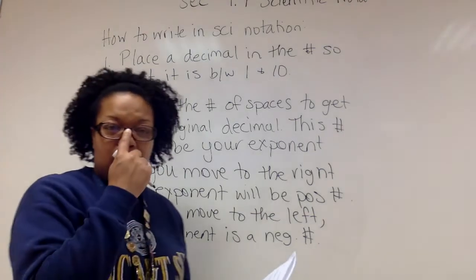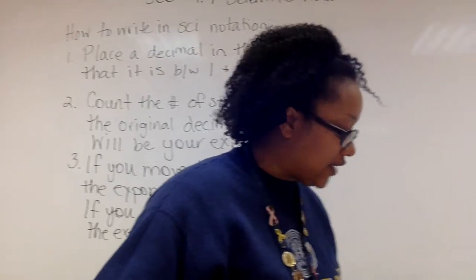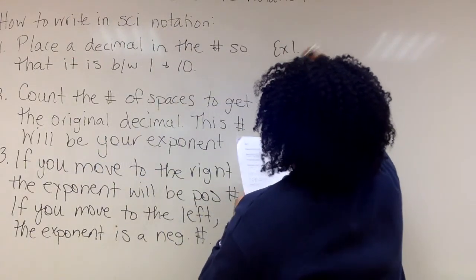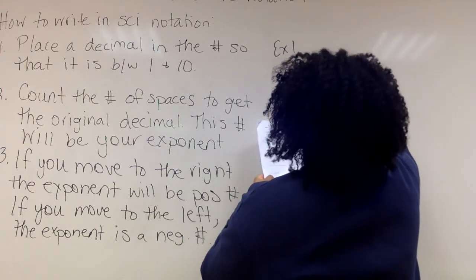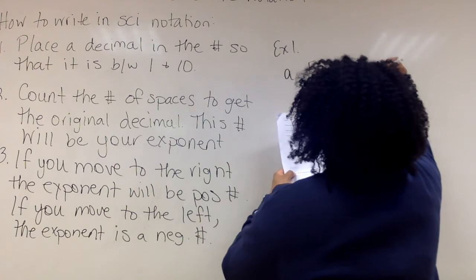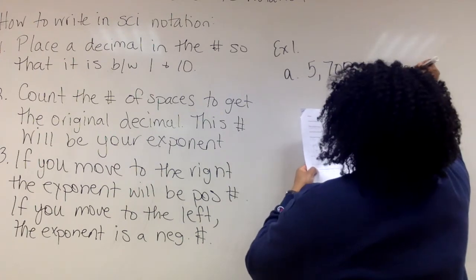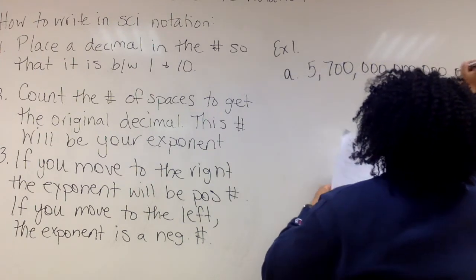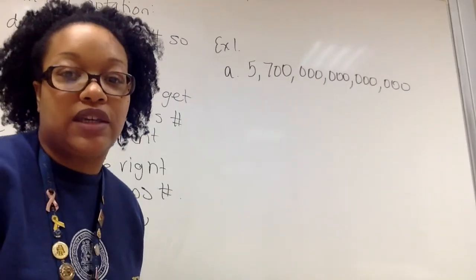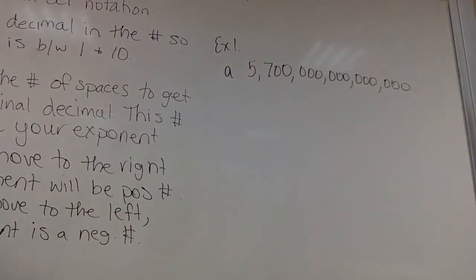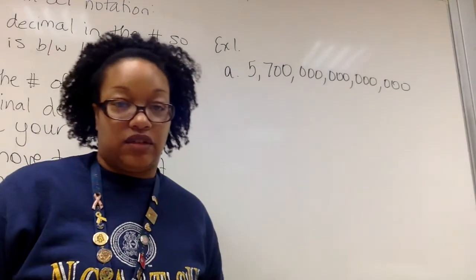So let's do a couple. You've got example 1 there, and I'm going to just scoot over and let's see how we do. For letter A, I don't even know how to say this number because it's way big. So you can just write that down. That's a pretty big number, don't you think? Yeah. And we need to put this in scientific notation, okay?